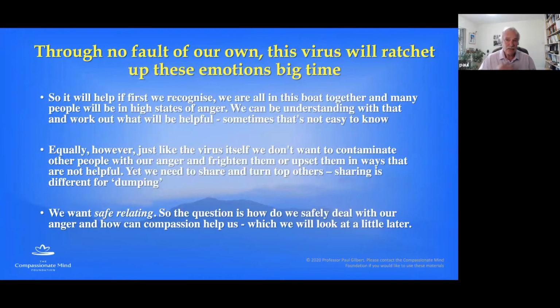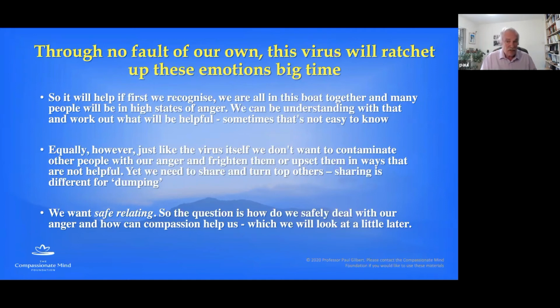Safe relating is about all the issues I have in my mind, I'm not just going to dump them on people and use other people as punch bags or whatever. Yet, this is important, we need to share and turn towards others. It says "turn towards others" there, doesn't it? We need to share our stories. We need to come together, and we will need to come together for grieving at some point.